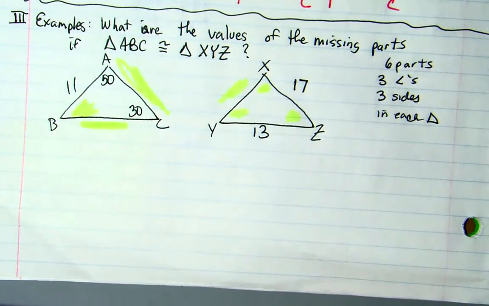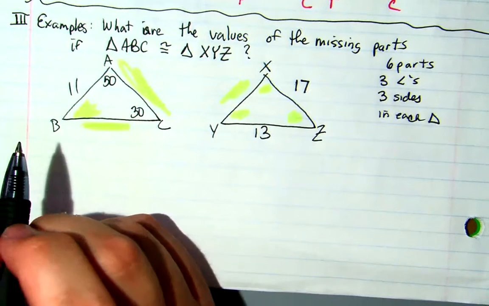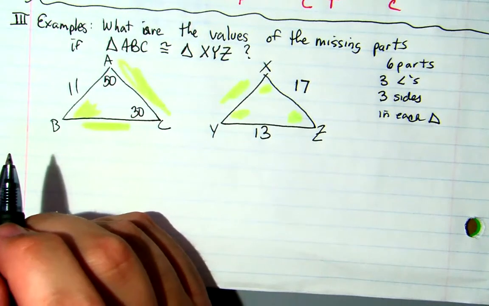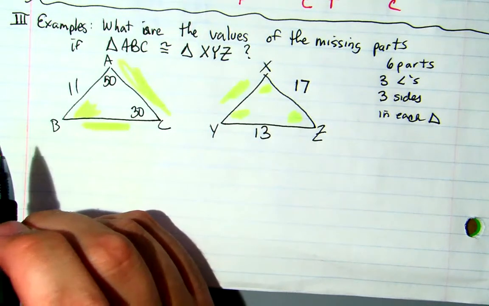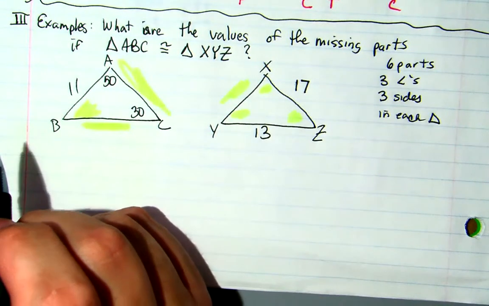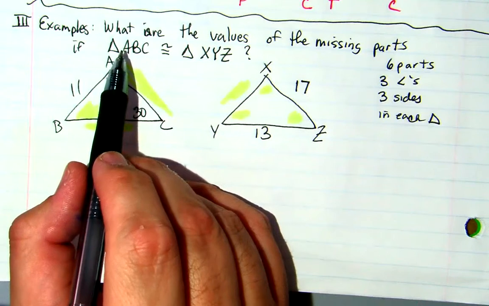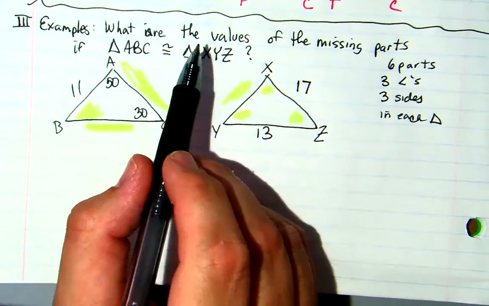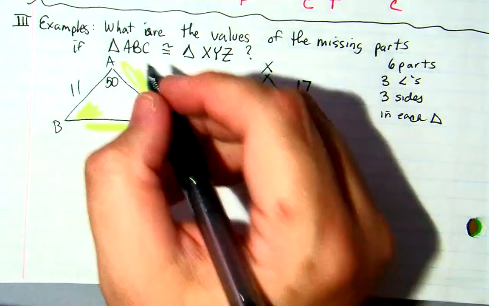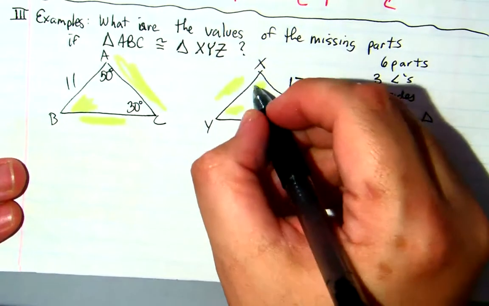Now, I'm going to show you the easy way, and then I'm going to show you the way that you're going to do it formally when we do proofs. You're not going to like it. Well, that's not true. You're going to like it. Now, what angle corresponds with angle A? X. So if A is 50 degrees, I forgot to put the degree mark, what's X? 50 degrees.